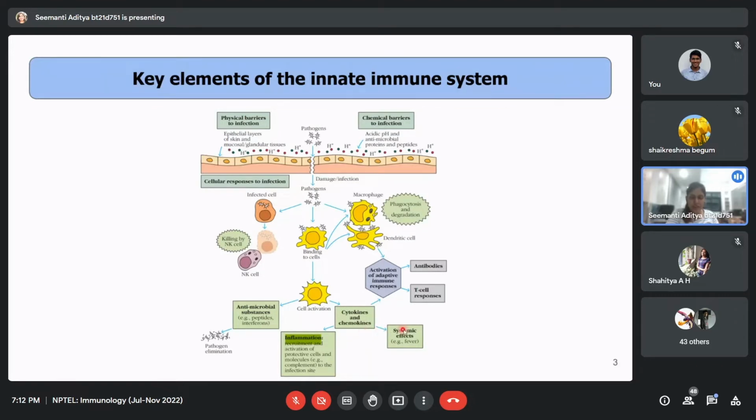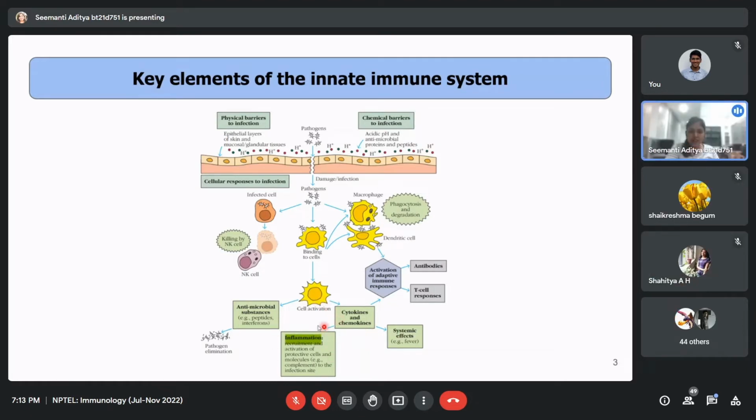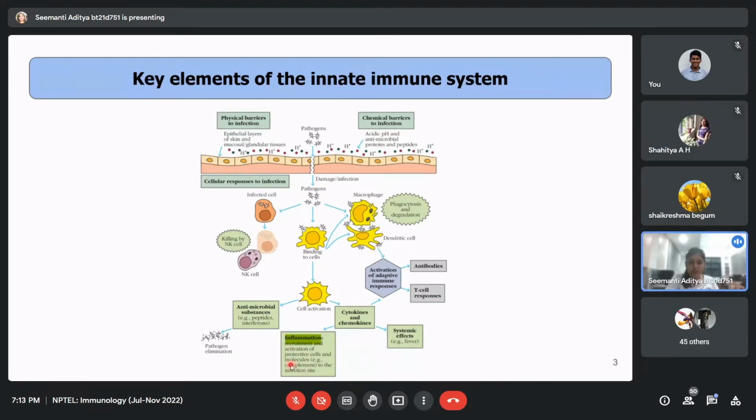So there are four signs of inflammation: fever, pain, swelling, and redness. After that, inflammation will lead to the recruitment and activation of protective cells and molecules. Also the complement system. Complement is a very important protein.